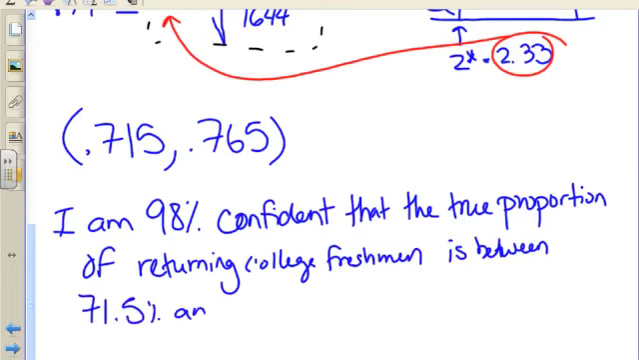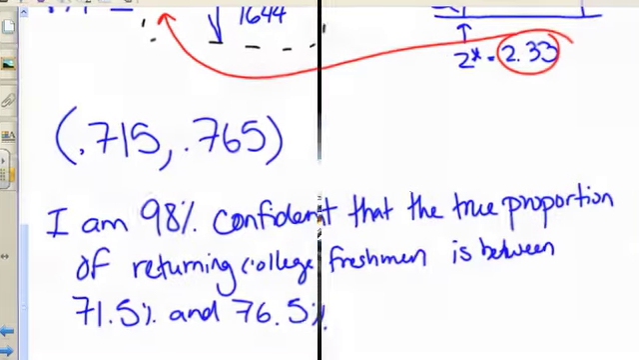71.5% and 76.5%. So from our sample, we got 74. So we're pretty sure that the truth is between 71.5% and 76.5% of college freshmen actually come back.